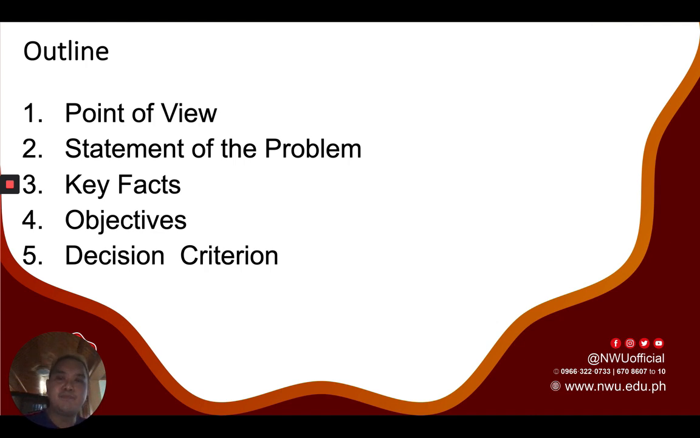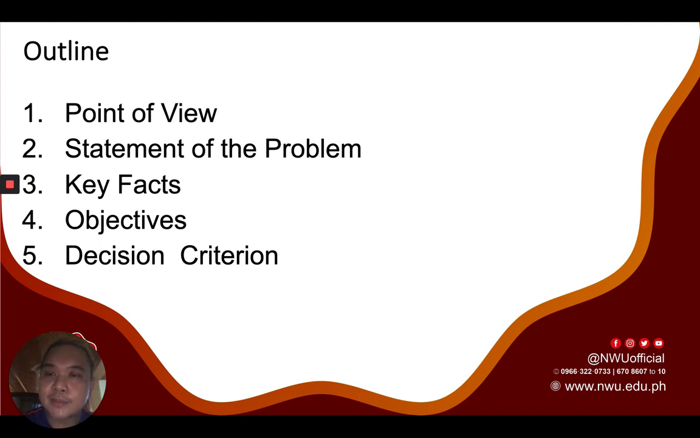Okay? And then, this fourth and fifth would be a little bit difficult because the fourth is state your objectives. Meaning, what, as the decision maker, ano ba talaga yung objective mo? Okay? Because this will help you decide what is the best alternative course of action you will give later on. So, for example, your objective is to increase market demand. So, that is your main objective.